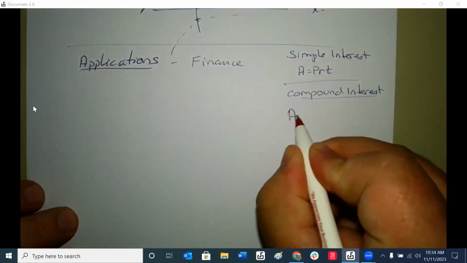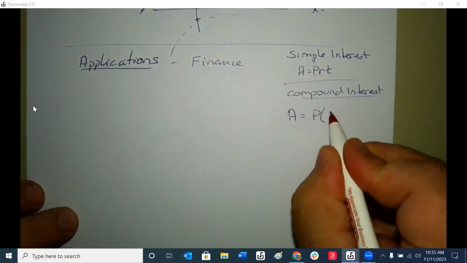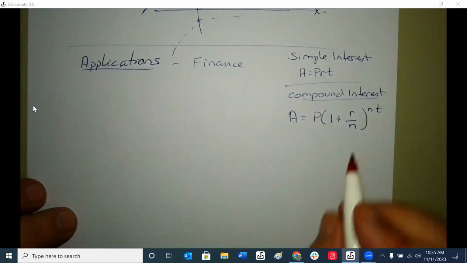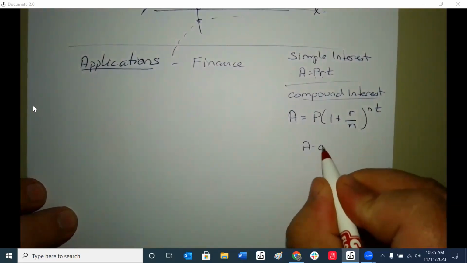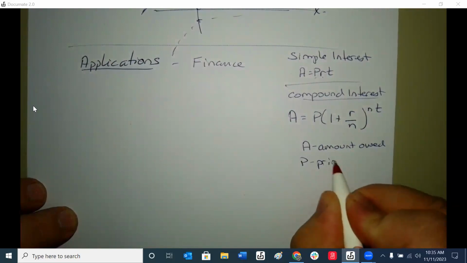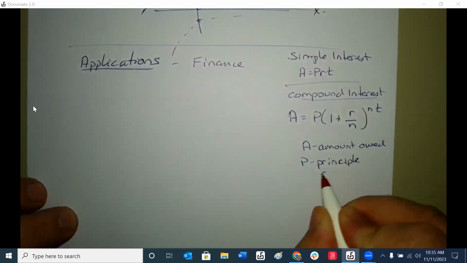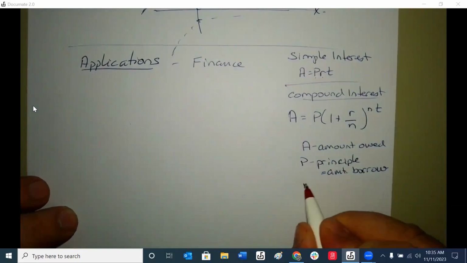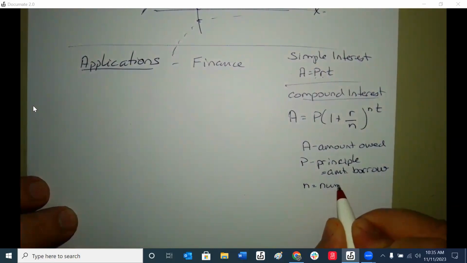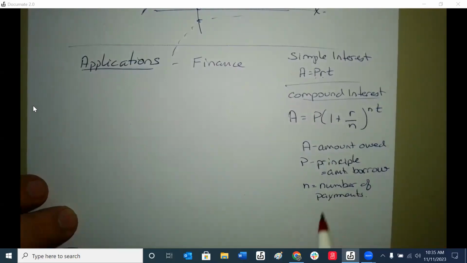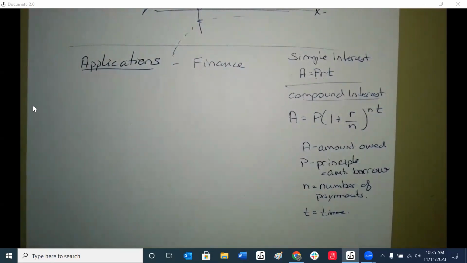So the annuity, the amount you pay back, is this formula, where A is the annuity, the amount owed, P is the principal, the amount borrowed or financed, n is the number of payments, and t is time in years.